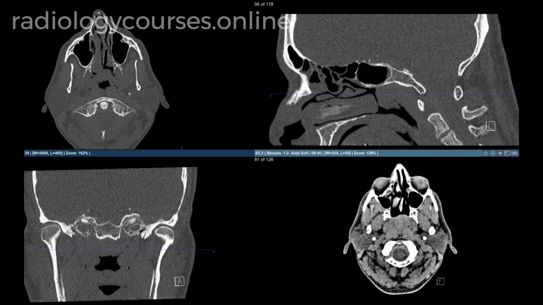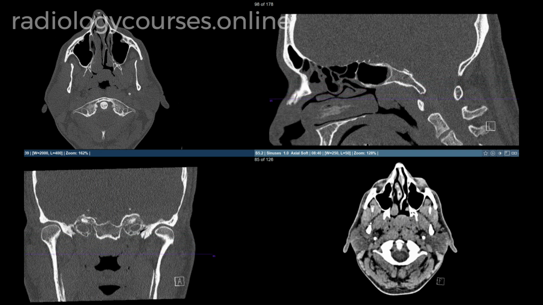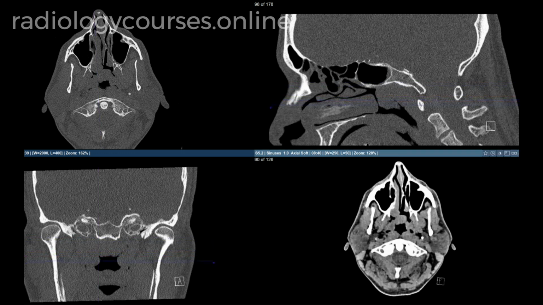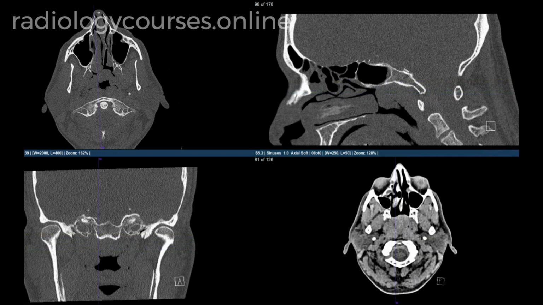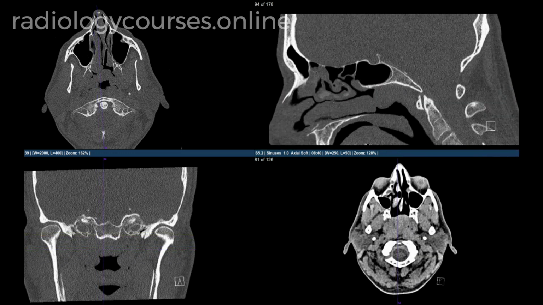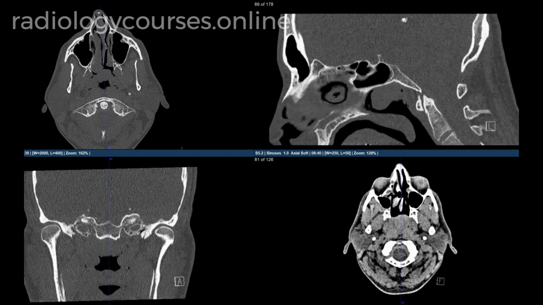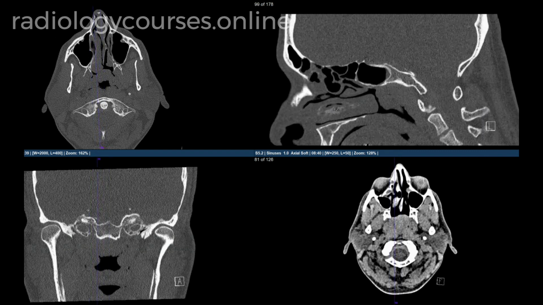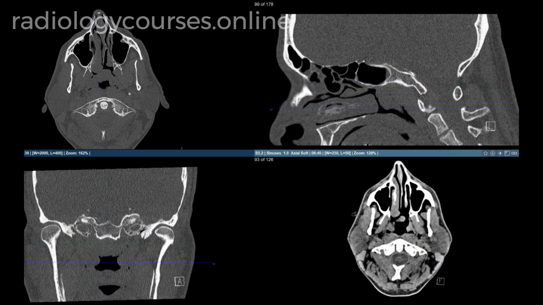Looking at the attenuation and smooth margins throughout, except for a couple of regions, the features are less likely to represent nasopharyngeal carcinoma and more likely to represent significant benign adenoid enlargement or a lymphoma.